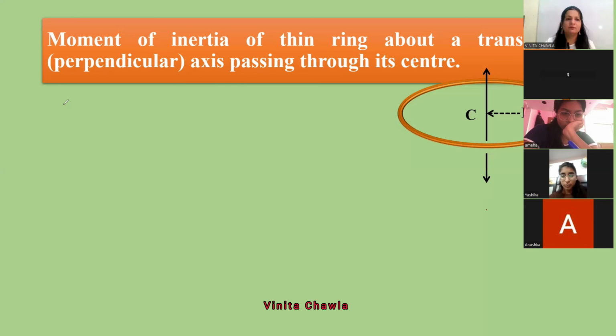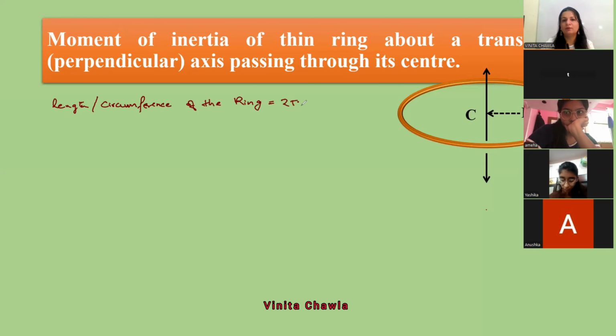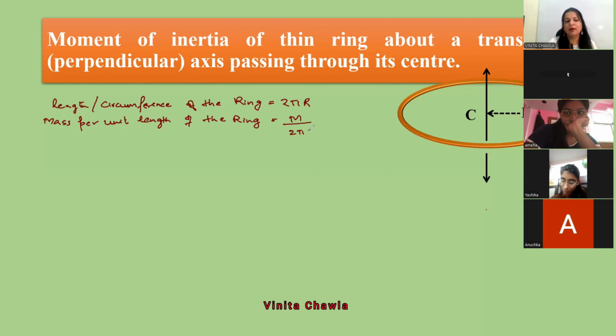ठीक है, so let's write first the circumference or length of the ring. This is 2πR, because we are assuming that R is the radius of the ring. Now we can find the mass per unit length of the ring. Mass is m, so mass per unit length of the ring is m upon 2πR.